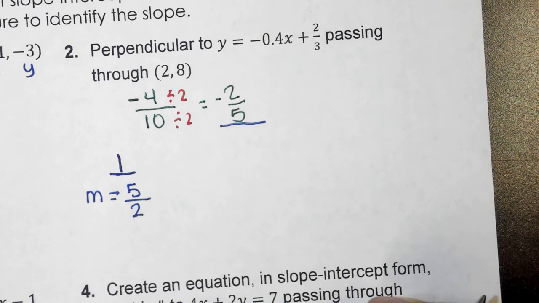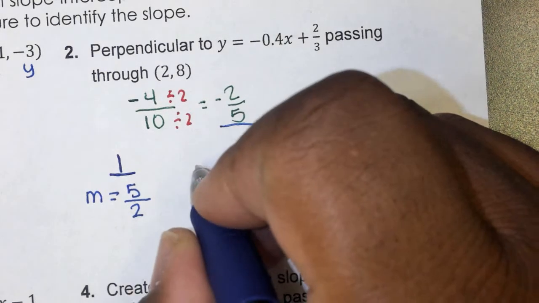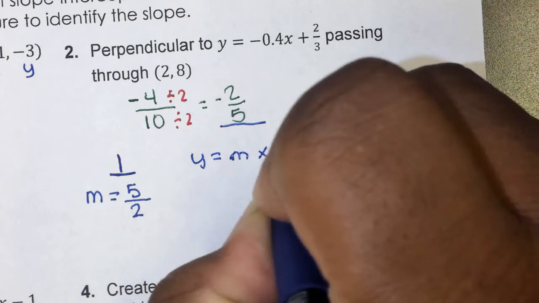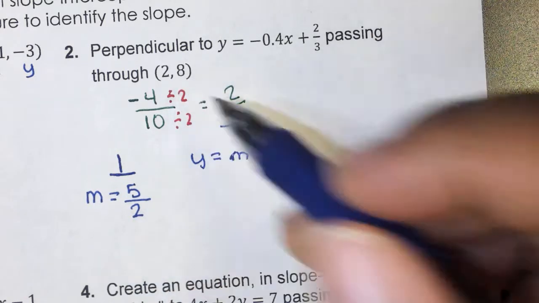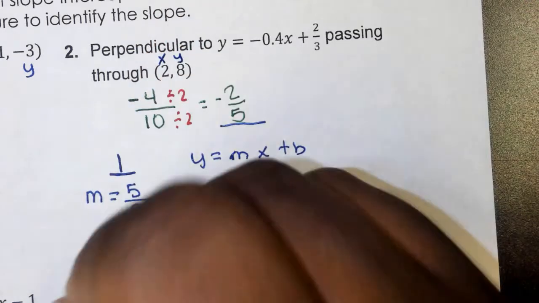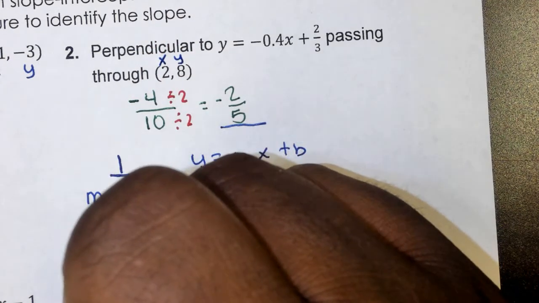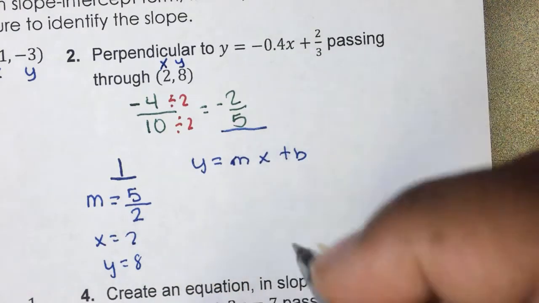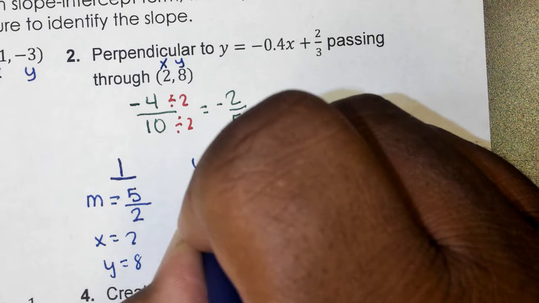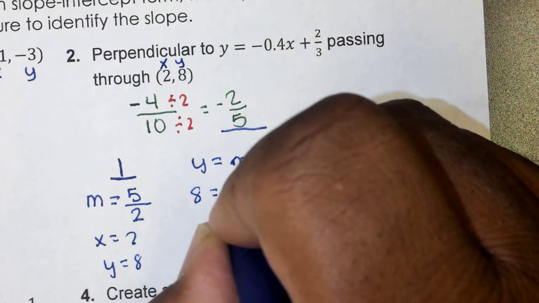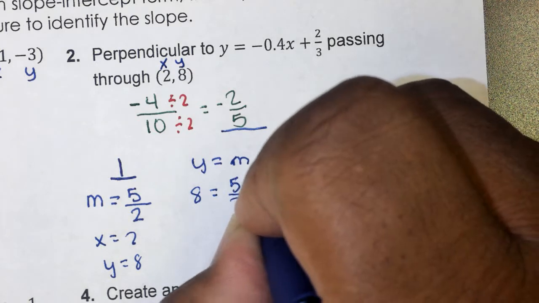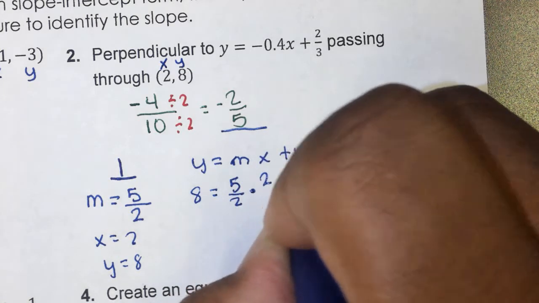Then after that, same as the other situation, we need the slope-intercept form equation, y equals mx plus b. Up top here, they told me the point my new line passes through. This is my x value, this is my y. X for me equals 2, y equals 8. And then I'm writing that in the equation to solve for b. 8 equals 5 over 2 times 2 plus b.